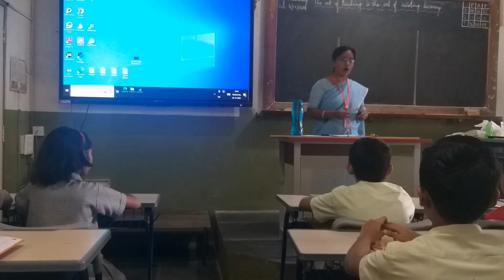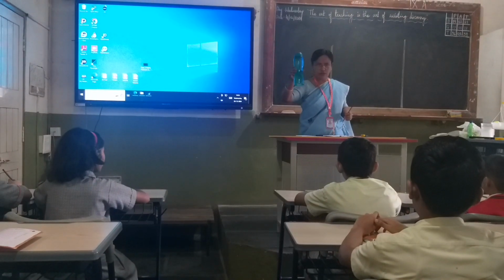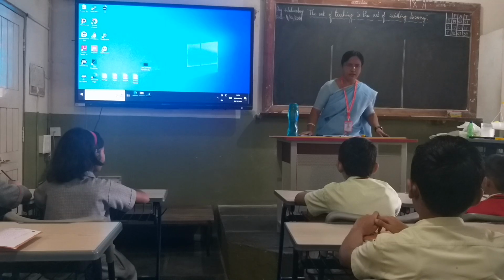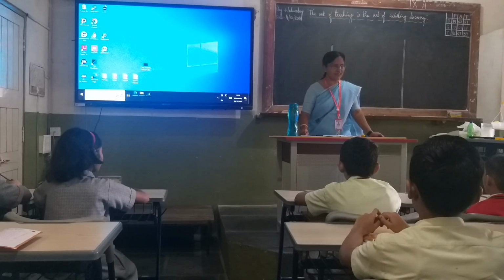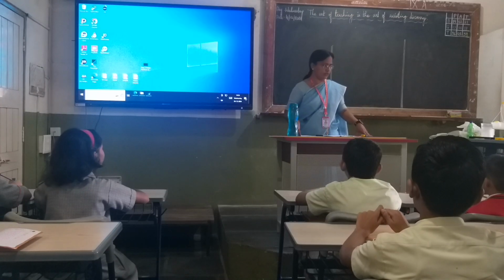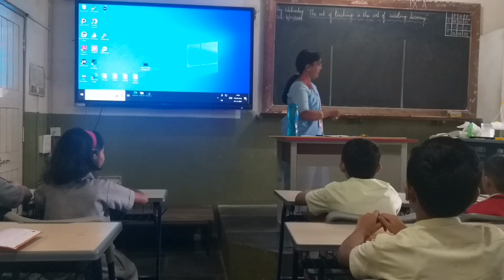Can you tell me how long this pencil is, how much water a bottle can hold, and what is the length of the staple? Can you answer these questions? You may be thinking, what is the teacher asking, isn't it? Here you need to know about measurements. So today's topic is measurements. Today I am explaining measurements.